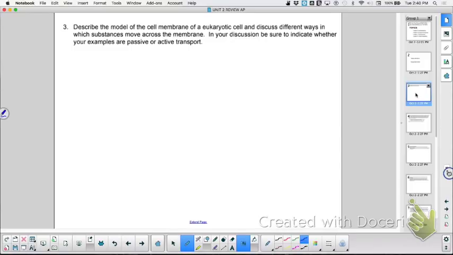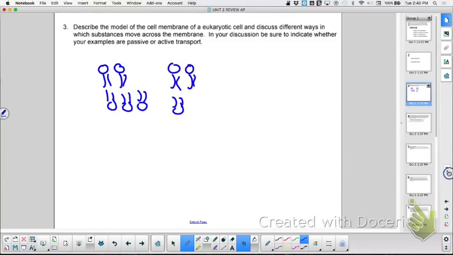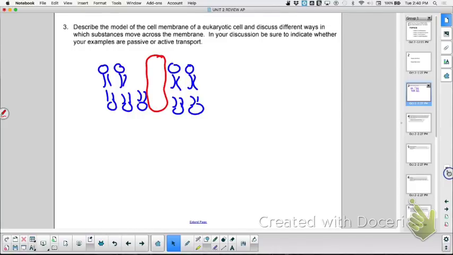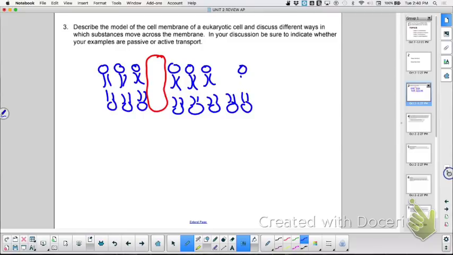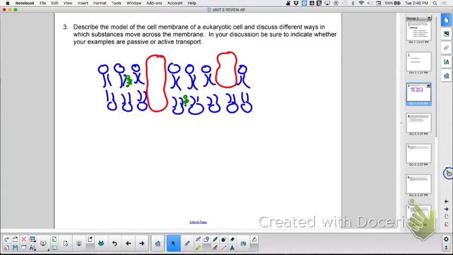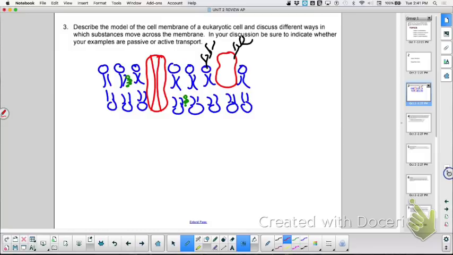So one of the first things you'd want to do is be able to, I'm just drawing it for you here, describe the proteins. Peripheral. Good. What else needs to be in my cell membrane? Cholesterol. And if I'm putting cholesterol in here, it must be what kind of cell? Animal cell. Glycolipid and glycoprotein, right? You would need to be able to describe each part.